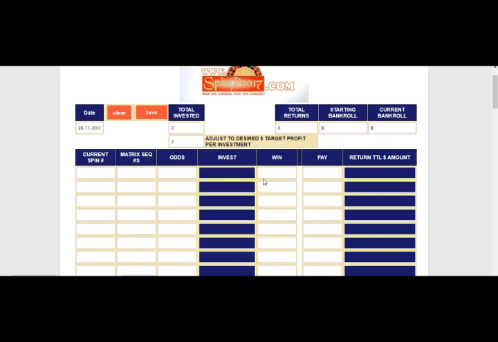So if you're using 25 cents bets, then obviously it's not going to be 20 units, actually it's going to be double, right? You have $1 units, you have to make a $10 target.